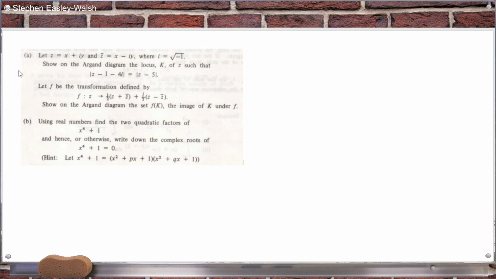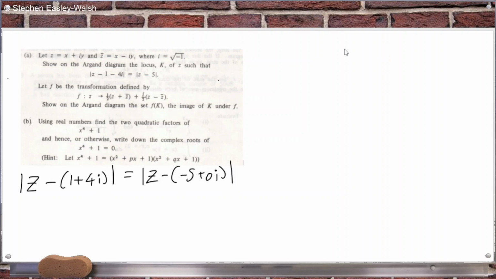Okay, let's have a look here. We've got Z and its conjugate. Show on the Argand diagram the following. Okay, so I'll just rewrite that as |Z minus (1 plus 4i)| equals |Z minus (5 plus 0i)|.